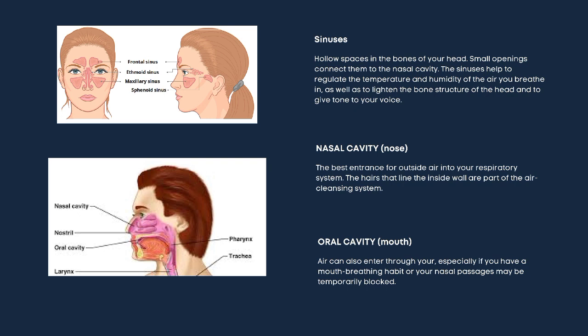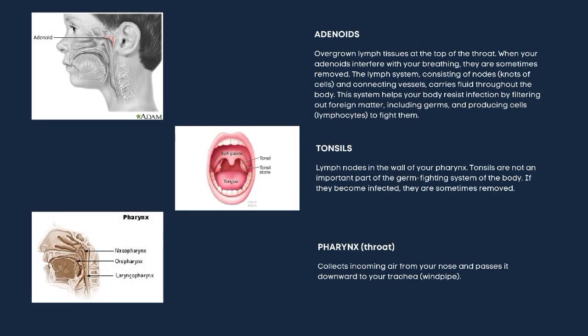The next part of the respiratory system is the adenoids. Adenoids are overgrown lymph tissue at the top of the throat. When your adenoids interfere with your breathing, they are sometimes removed. The lymph system, consisting of nodes, knots of cells, and connecting vessels, carries fluid throughout the body, and this system helps your body resist infection by filtering out foreign matter, including germs, and producing cells, lymphocytes, to fight them.